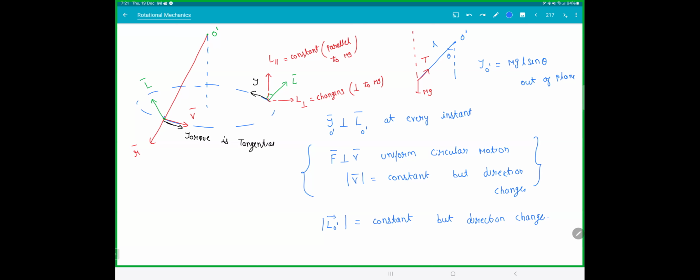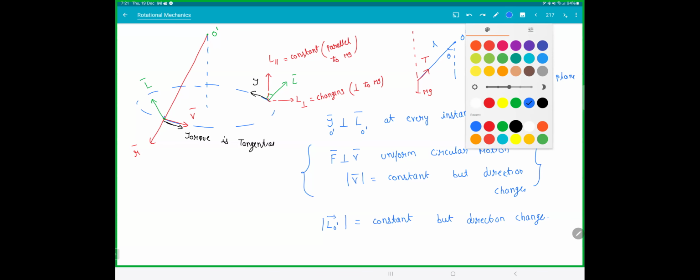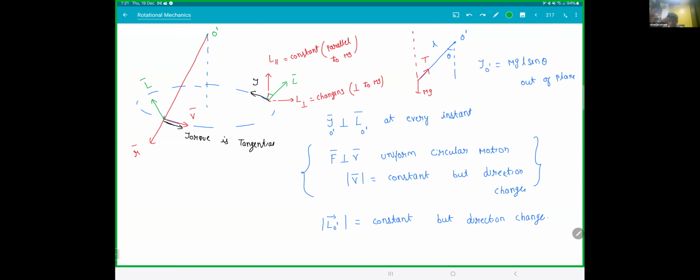Sir, I couldn't understand how mg is tangential, and which part of it is causing the rotation. Which way should it be, according to you? So mg is rotating this way. If this is R bar and this is mg, the rotation is this way, right? It's coming out of the plane, isn't it?